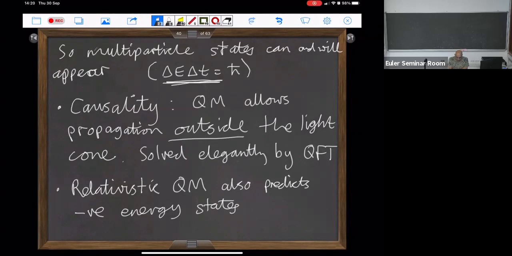This is actually solved very elegantly by quantum field theory, as you'll learn in the QFT course or QED course. The other thing that we will talk about today is that relativistic quantum mechanics predicts negative energy states. We'll see how this problem is sort of solved by field theory as well.